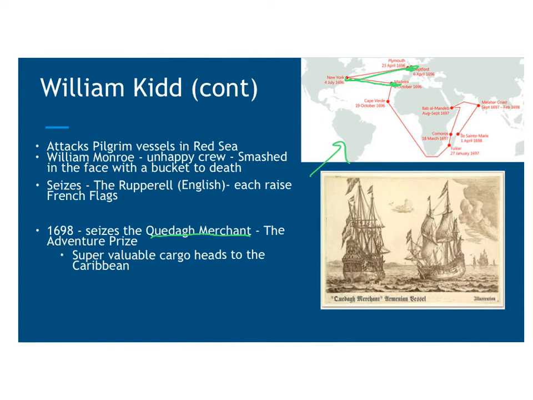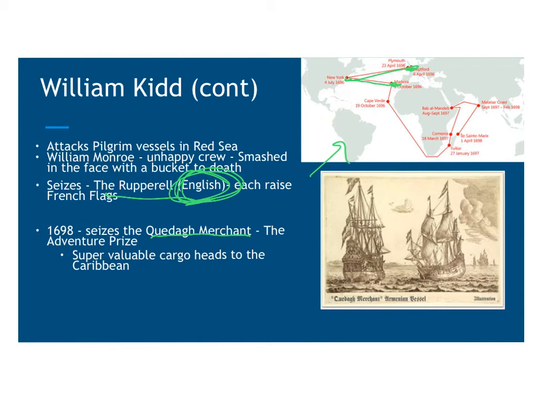So, in the Indian Ocean, he will see the Rupparell, which is an English ship. He is going to raise a French flag. They are going to raise French flags, and it's going to be sort of like a, we don't want to be English because we're probably both not supposed to be here situation. Even though they realized the Rupparell was really English, and when they both raised French flags, then they realized they were English.